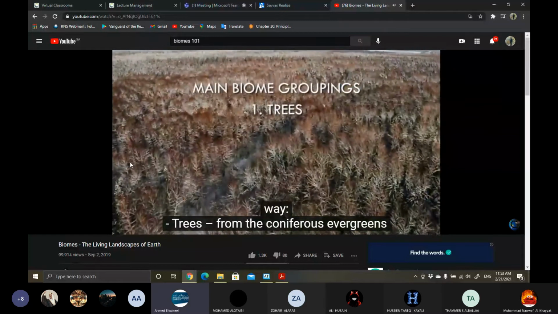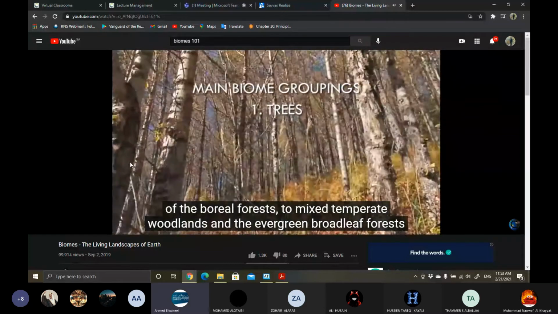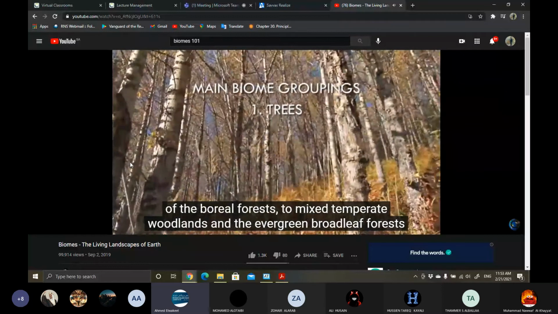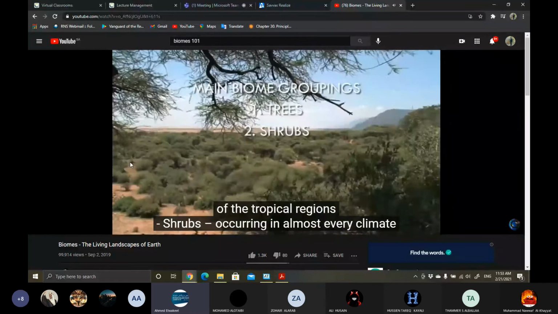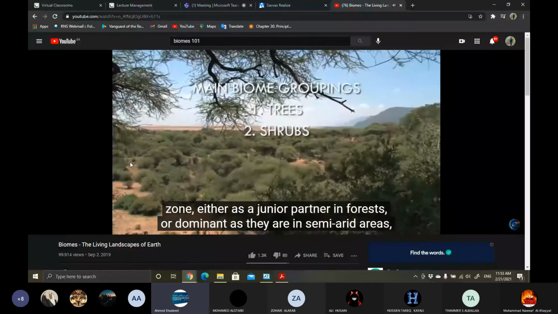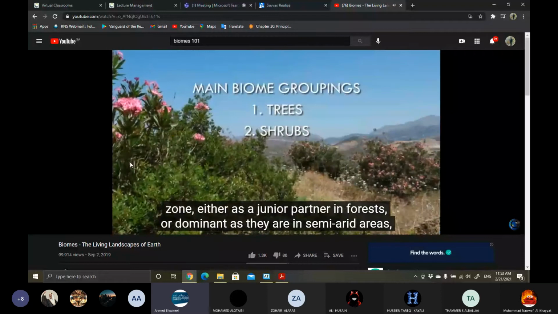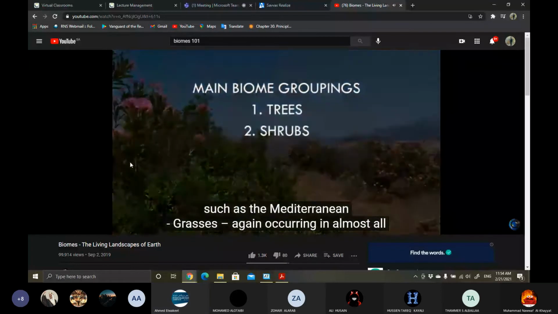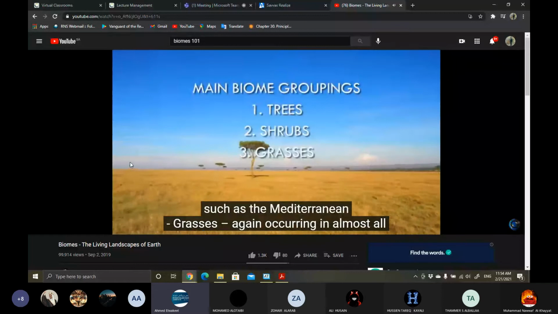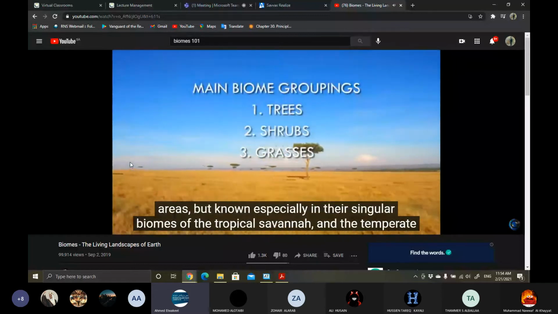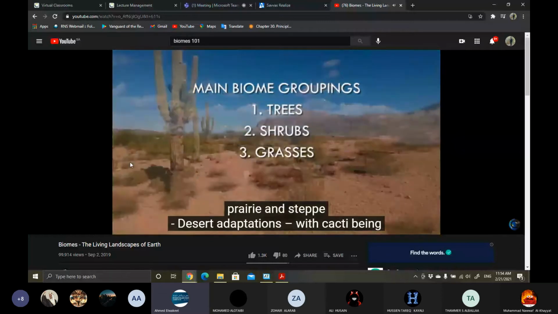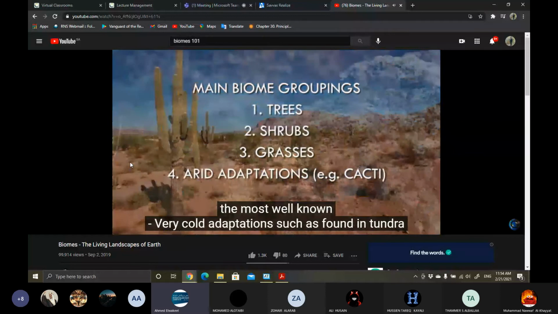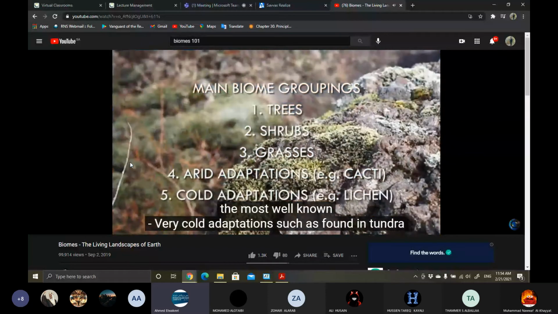Trees, from the coniferous evergreens of the boreal forests to mixed temperate woodlands and the evergreen broadleaf forests of the tropical regions. Shrubs, occurring in almost every climate zone, either as a junior partner in forests or dominant as they are in semi-arid areas such as the Mediterranean. Grasses, again, occurring in almost all areas, but known especially in their singular biomes of the tropical savanna and the temperate prairie and steppe. Desert adaptations, with cacti being the most well-known. Very cold adaptations, such as found in tundra.